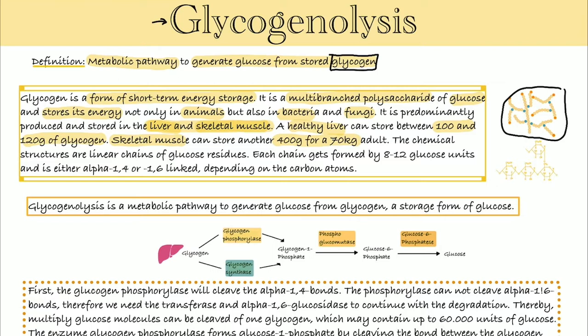For the chemical structures, we have linear chains of glucose residues, and each chain gets formed by 8 to 12 glucose units. Those are either alpha-1,4 or alpha-1,6 linked, which depends on the carbon atom, and here are the examples for 1,4 linked ones and here for 1,6 linked ones.